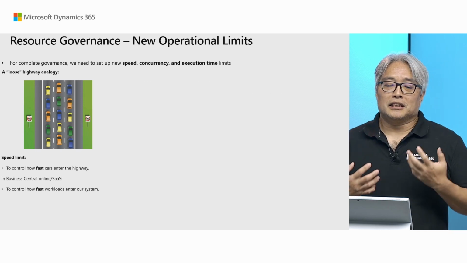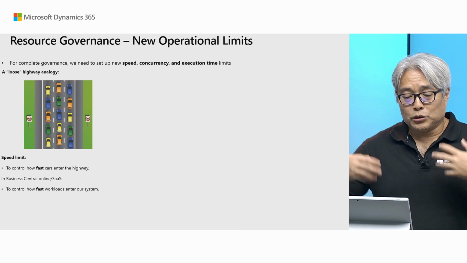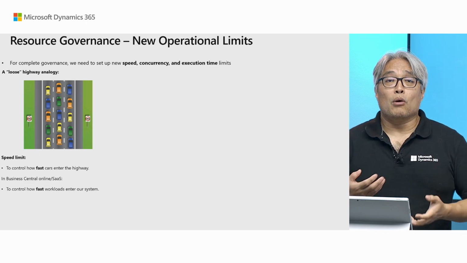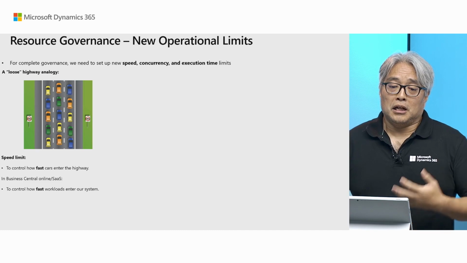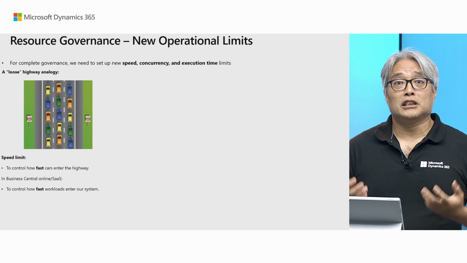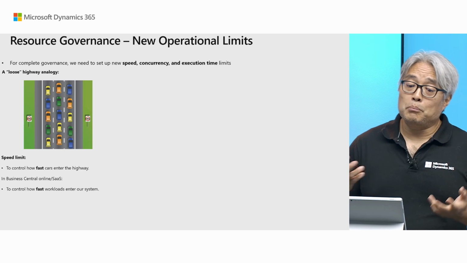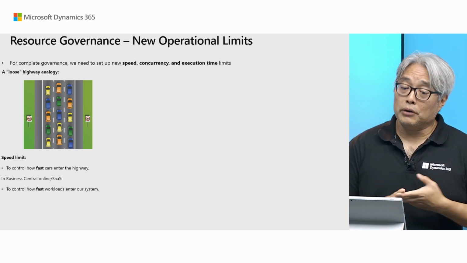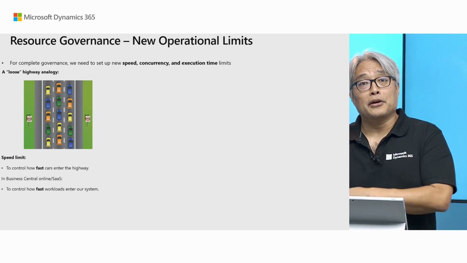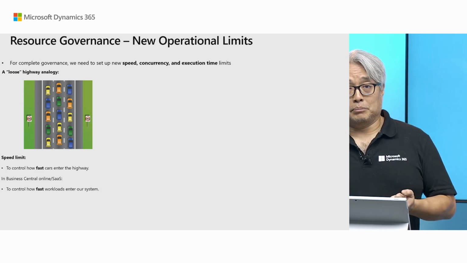In the highway analogy, a speed limit is to control how fast cars enter the highway. So in Business Central Online, or in software as a service, it is to control how fast workloads enter our system. If all cars are entering the highway more or less under the speed limit, you can imagine the highway capacity will fill up with more or less the same number of blue cars, green cars, yellow, or orange, right? When the capacity is filled up, you might want to redirect traffic to another accessible highway. That represents rebalancing workload in our BC Online, right?